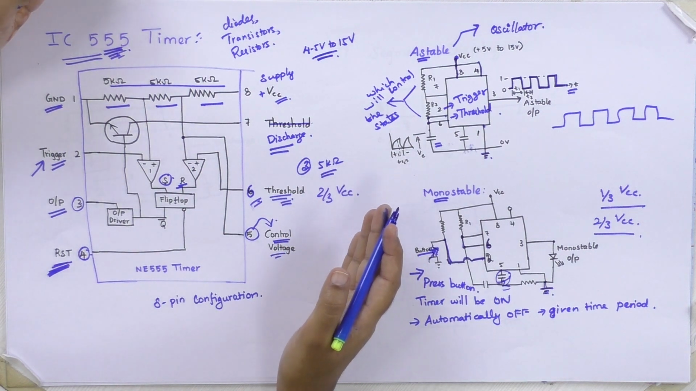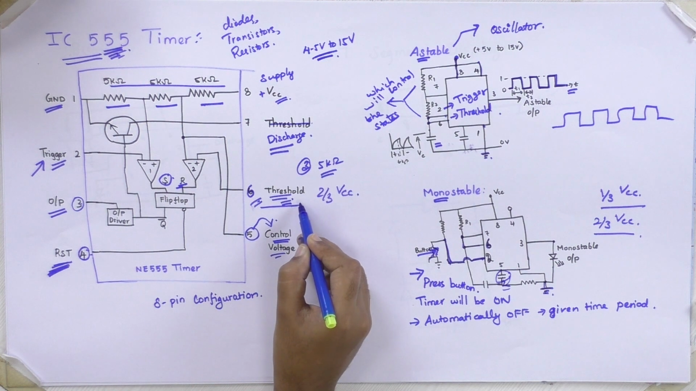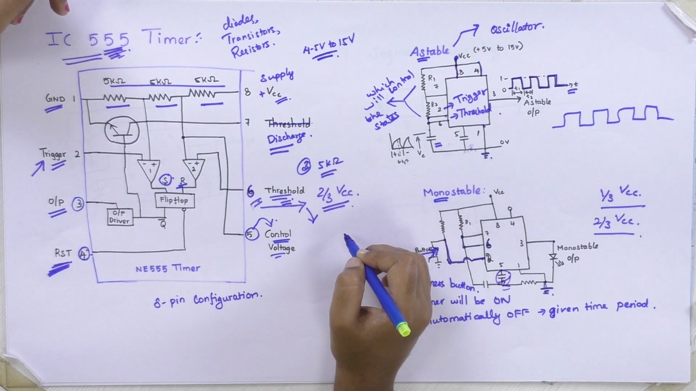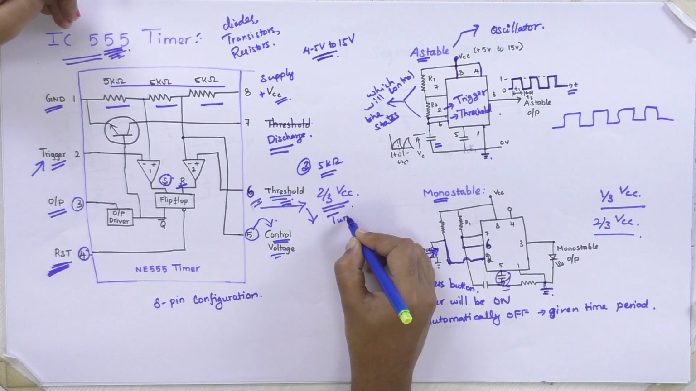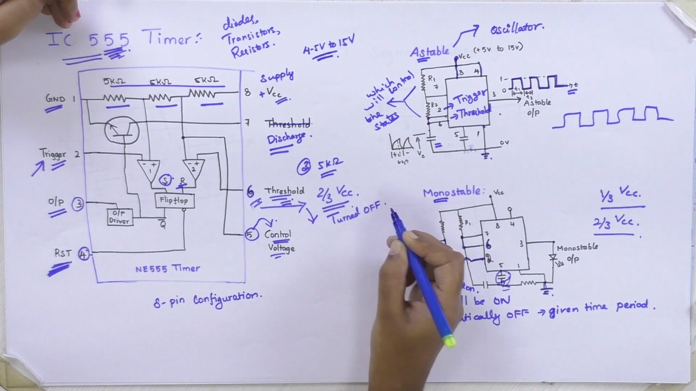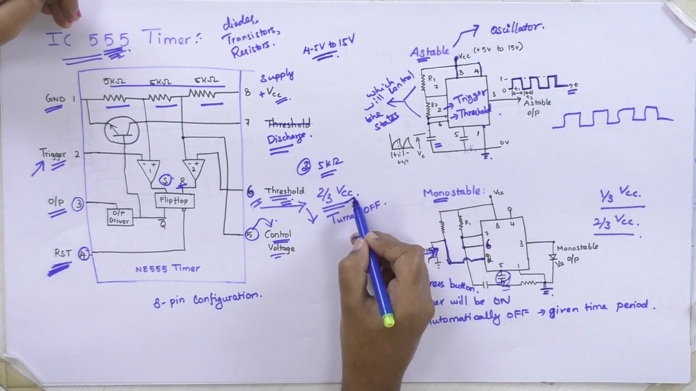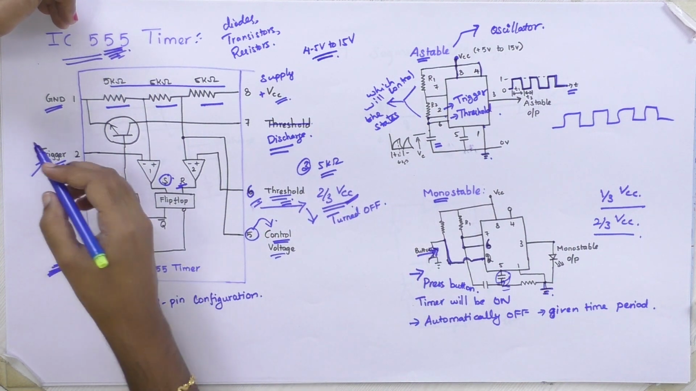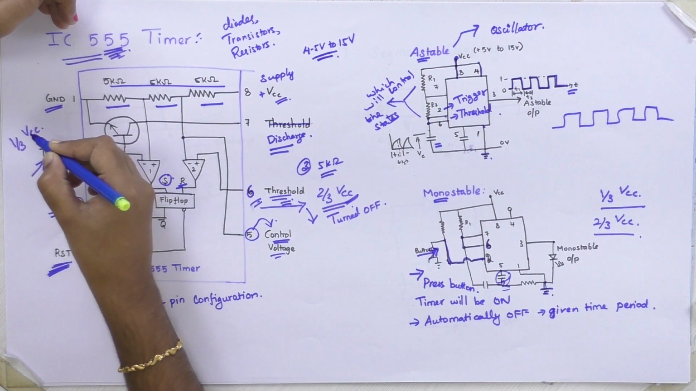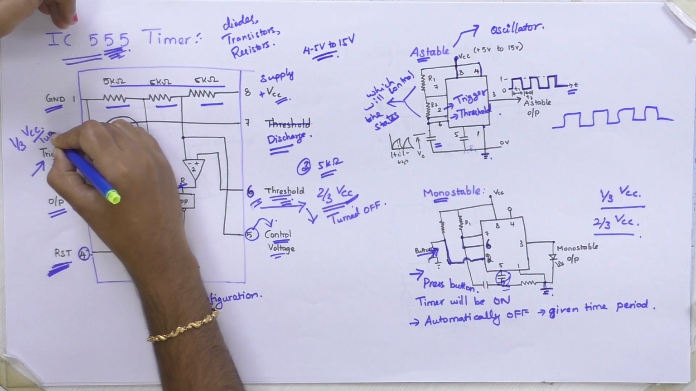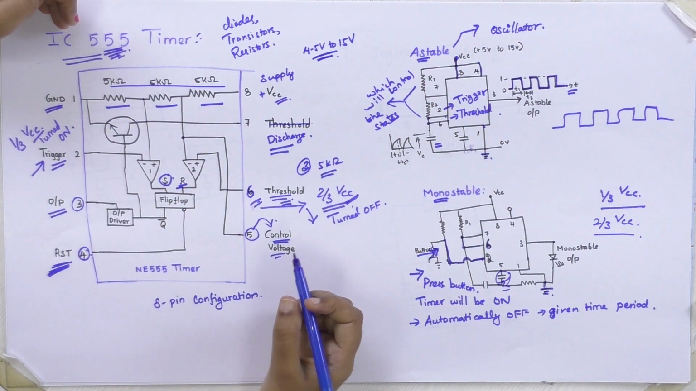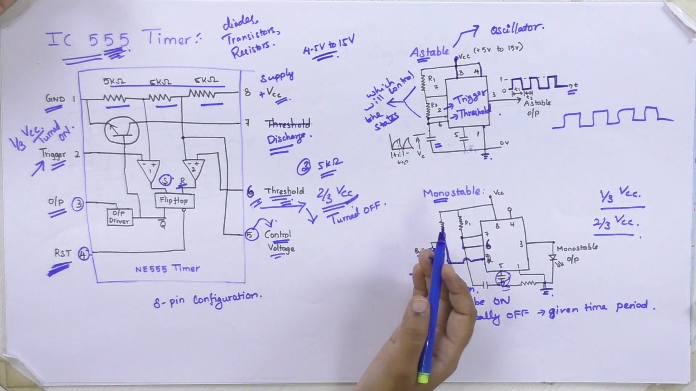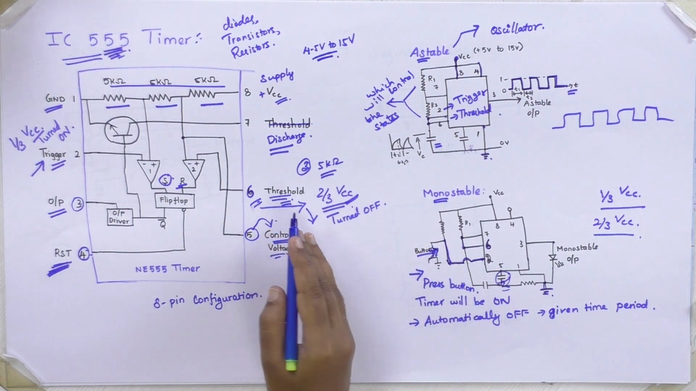this should be discharging. A capacitor across the threshold pin should lead to the discharge condition once it is greater than 2/3 VCC. So it should be turned off. The threshold pin should be turned off when the voltage is greater than 2/3 VCC. Your trigger pin, when it is less than 1/3 VCC, should be turned on. This is the condition in which your control voltage is supplying the voltage for charging and discharging the capacitor.